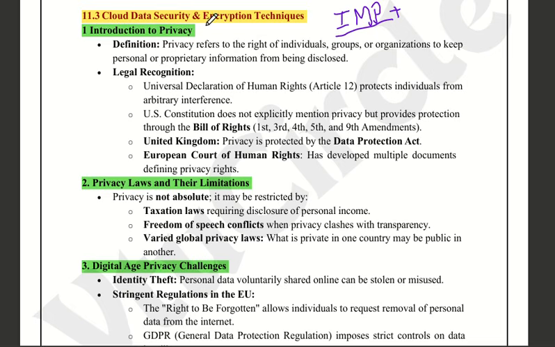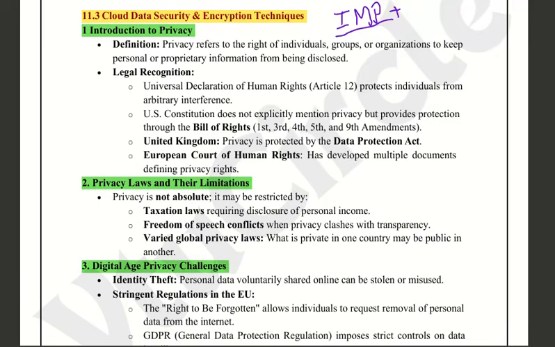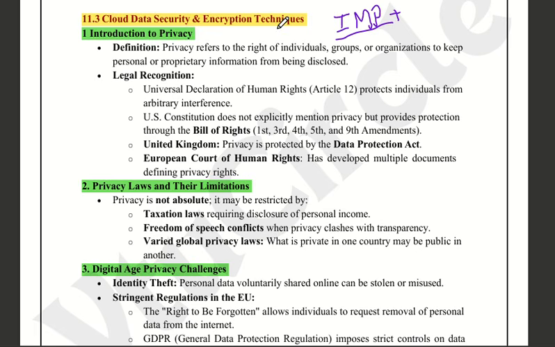See, cloud data security and encryption techniques. Encryption techniques and cloud data security and challenges. This question has appeared in the question paper, in the previous year question paper itself, I think. Okay, so yes, this question is there. So let's see cloud security and the encryption techniques.